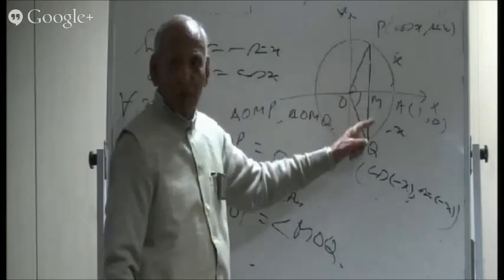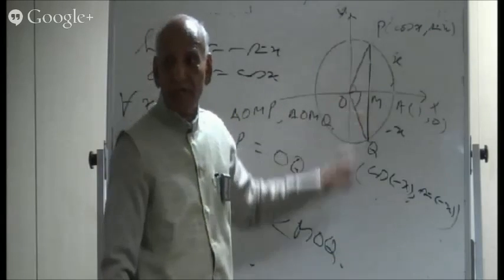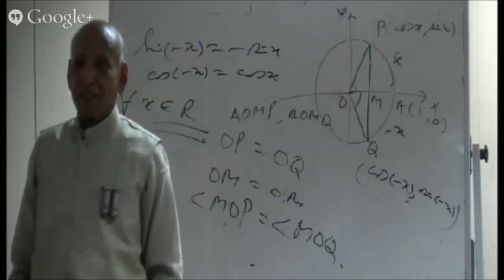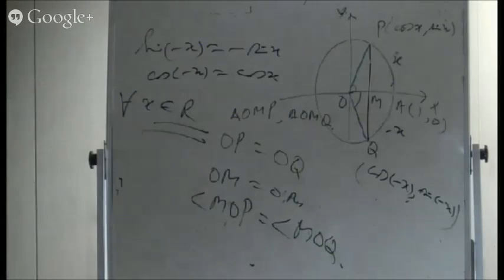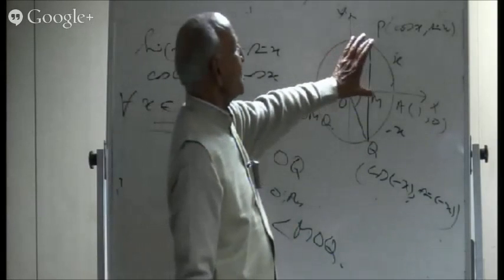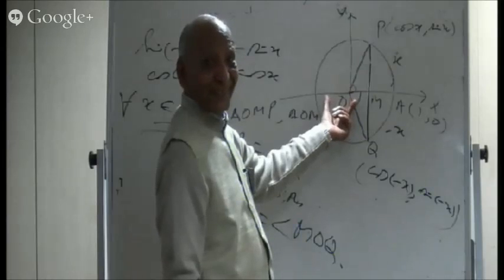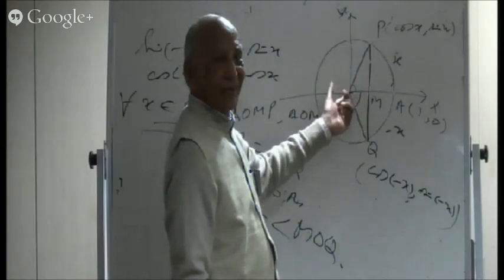This angle must be equal to this angle. And now it is a straight line. The sum of both angles is equal to 180, and these angles are equal. So now you can say that each angle is equal to 90 degrees. And if each angle is equal to 90 degrees, this becomes the y coordinate and this becomes the x coordinate. Is it right? So this is the y coordinate, this is the x coordinate.